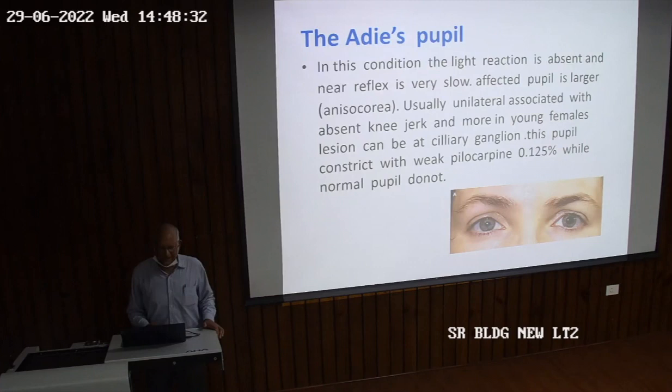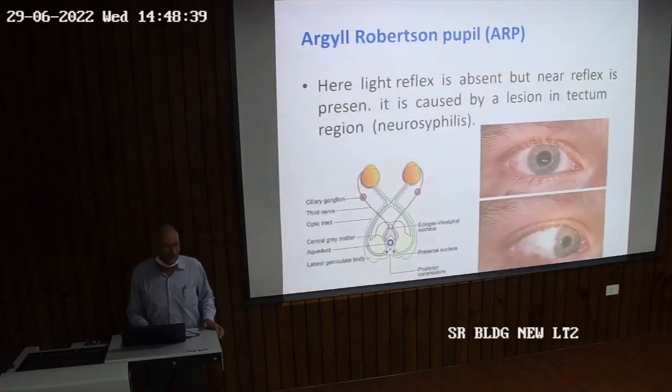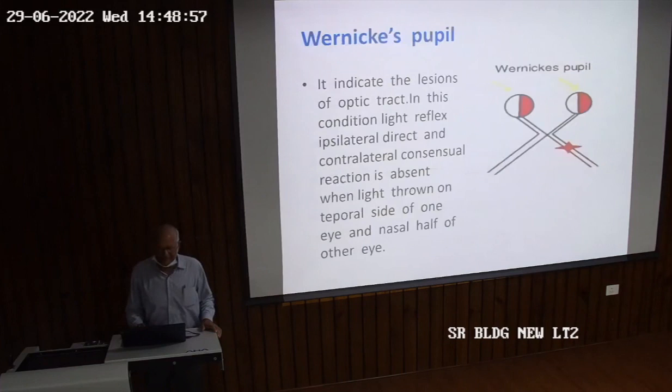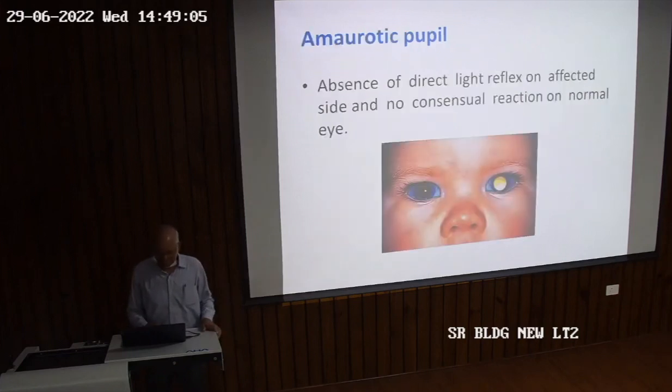So we have seen Adie's pupil where both light and near reflex are present, the near being relatively slow. In Argyll Robertson pupil, the light reaction is absent but the near reflex is present. Marcus Gunn pupil, in optic nerve disease, the reaction is very slow. The pupil remains dilated. Conduction is slow. That is Marcus Gunn pupil. Wernicke's pupil, optic tract lesion, with light on the sphincter. Amaurotic pupil, retinoblastoma with leukocoria.